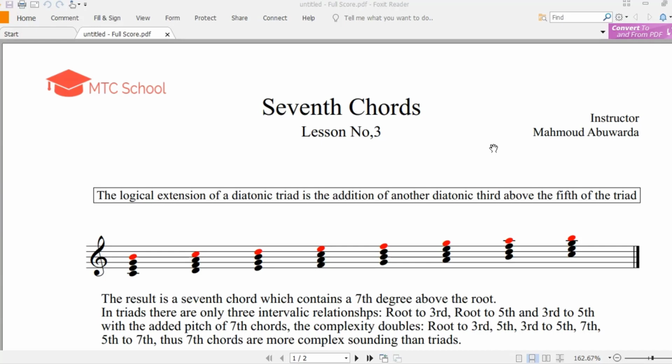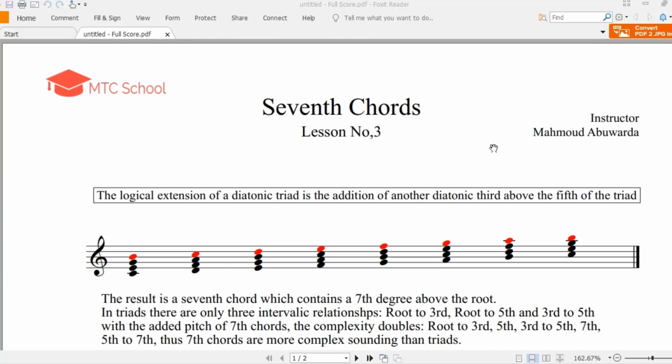So seventh chords have a more complex sound than triads and support extension of the chord. And what I mean by extension is the 9th, 11th, and 13th. That is characteristic of jazz and modern chord language.